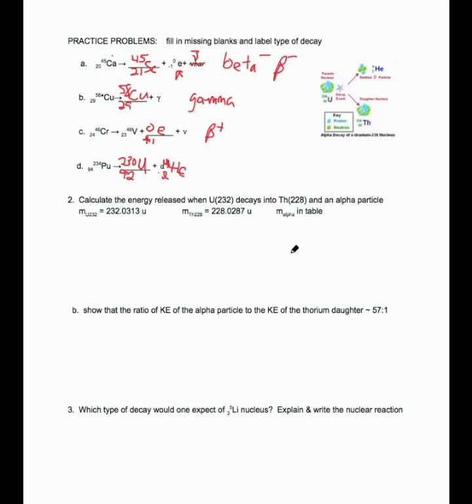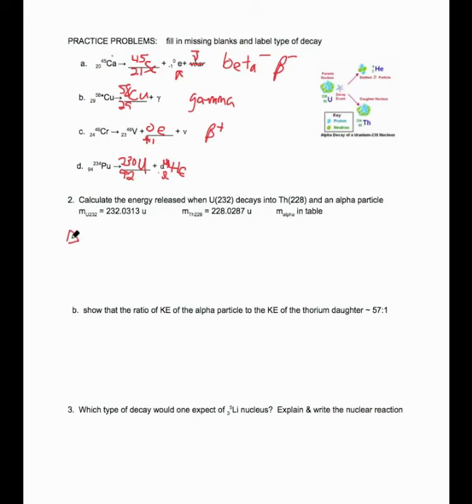Okay, another one we want to be able to do is figure out how much energy is given off for a particular decay, especially in alpha decay. So we have uranium-232 decays into thorium-228 and an alpha particle. We want to know how much energy is released. And this is very similar to problems we did before.